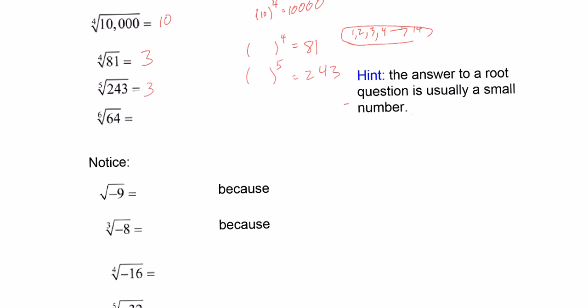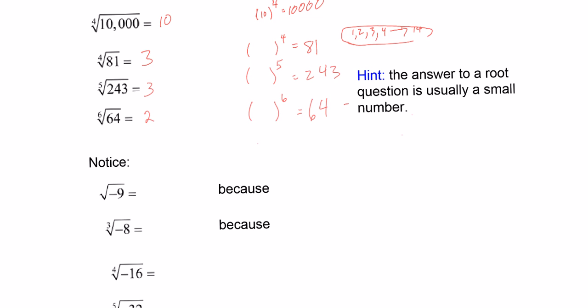For the sixth root of 64, we're looking for something to the 6 equal to 64. Pause and try to figure that number out. Some number, either 1, 2, 3, 4, 5, 6, something. Start small and go up. It won't take long for you to check. And we get 2. Let's continue.